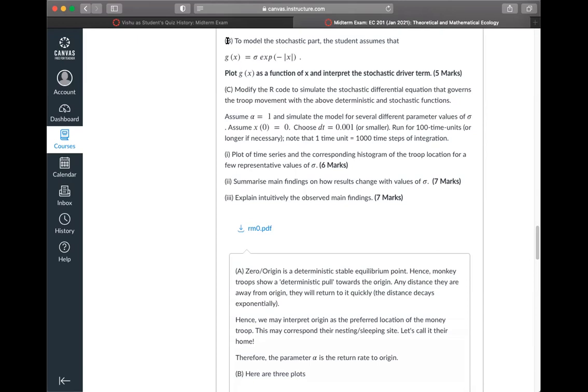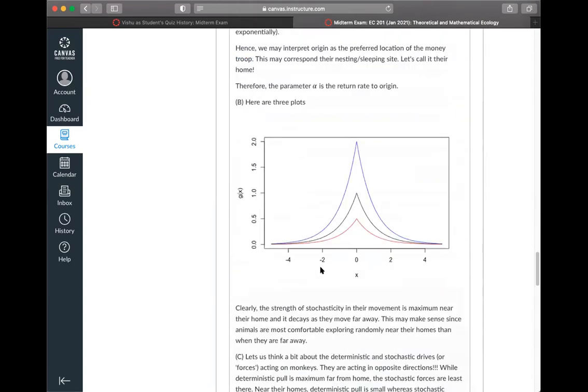Okay, now let's look at B. To model the stochastic part, the student assumes that g of x is equal to sigma e power minus mod x. Plot this and interpret the stochastic driver term. So these are some plots for g of x versus x for different sigmas. I think I forgot to put what the blue, black, and red mean. Blue is the larger sigma. Red must be the small sigma.